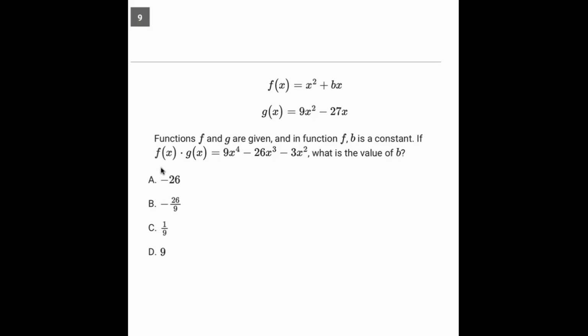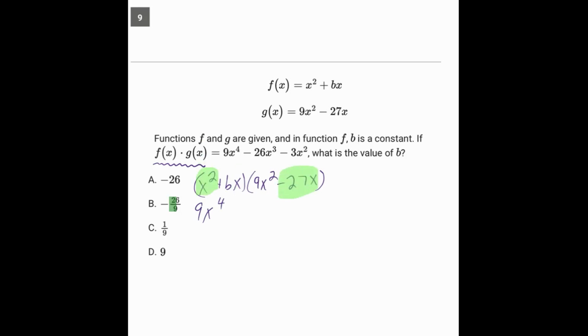So to start this question, let's start by following the directions right here, which basically say to multiply. So f of x looks like this, and g of x looks like this, and we're multiplying. So to multiply that, we're going to FOIL. First times first will give you 9x to the fourth.